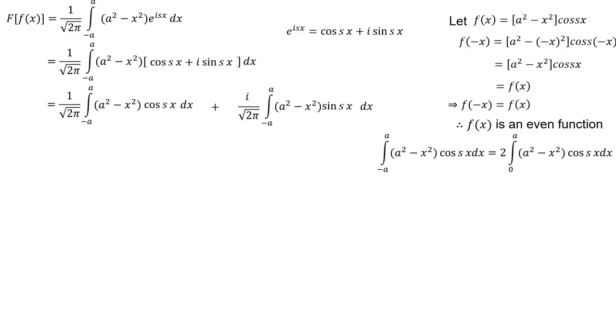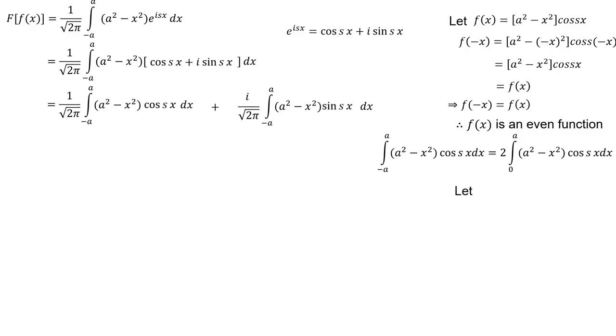Now we derive that a² − x² cos sx is an even function. So we can write that the integral from −a to +a of (a² − x²) cos sx dx equals 2 times the integral from 0 to a of (a² − x²) cos sx dx.